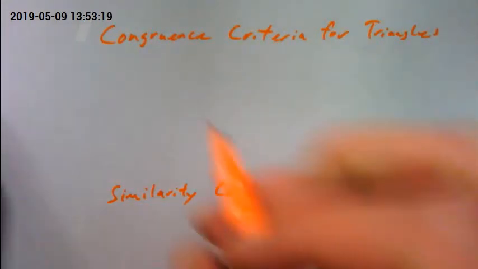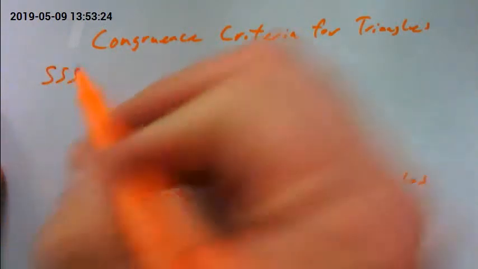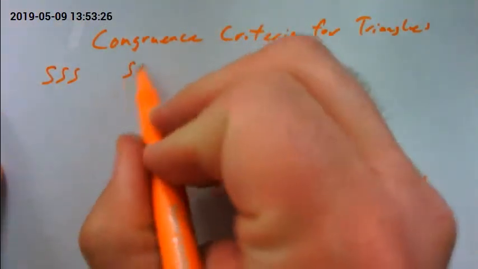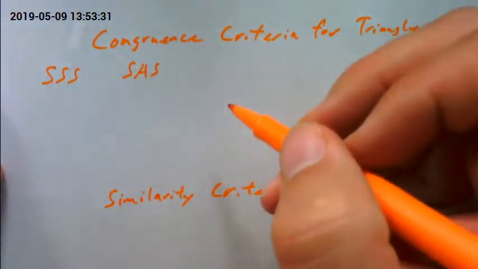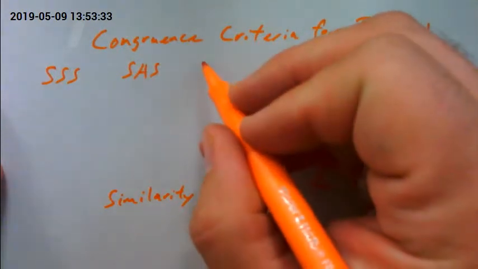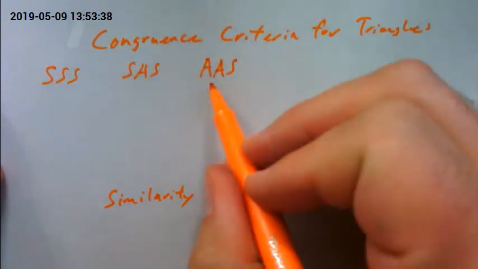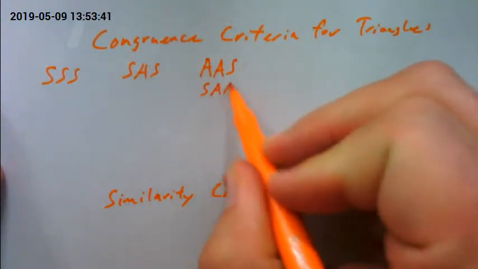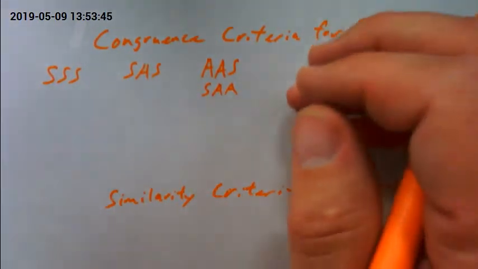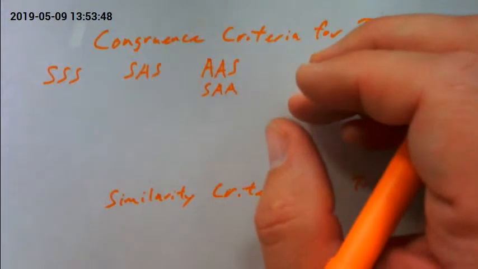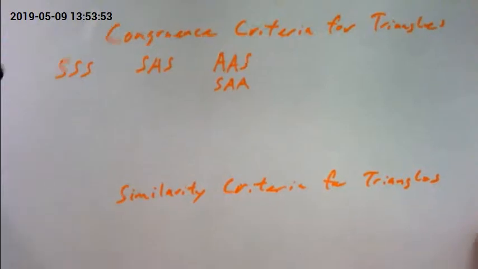Can somebody tell me one of the congruency criteria? Side, side, side. Side, angle, side. SSA? No. AA? No, it's not. AAS did work. Which, again, AAS you could also recite as SAA. That's not one of the criteria yet. We'll talk about that tomorrow with our proofs.